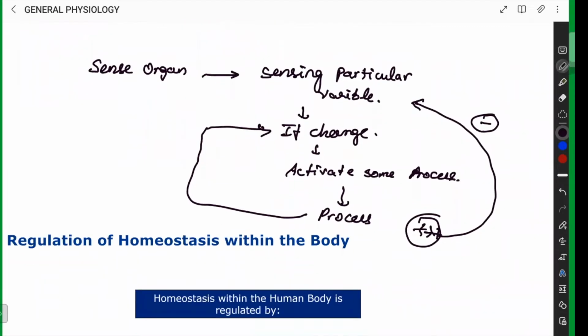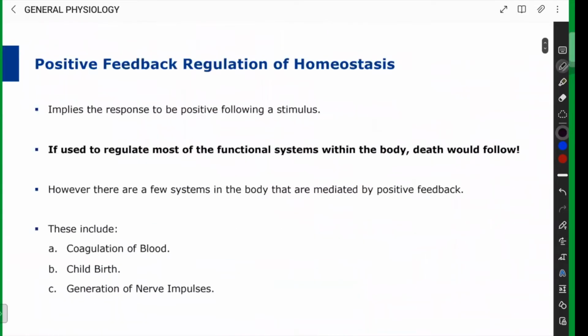What are the examples of your positive feedback mechanism? Blood clotting, parturition, that is your childbirth, or action potential generation in a nerve, or last ditch stand. So what is this last ditch stand? You will definitely learn this in the cardiology part of your physiology, CVS physiology, where I will talk about this. Anyway, just remember only this: coagulation of blood, childbirth, generation of nerve impulse.